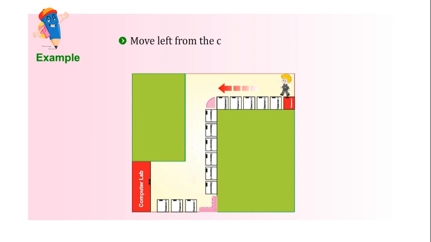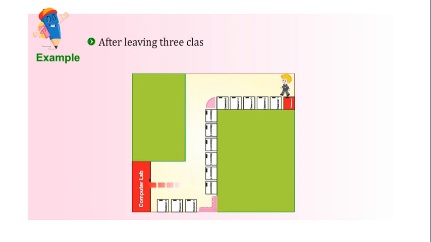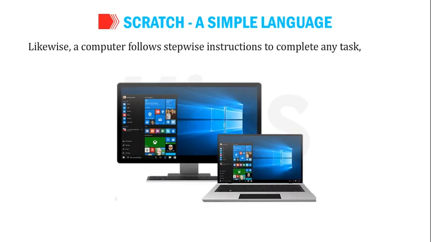Move left from the class and go straight. After leaving five classes, take a right turn. Move forward and after leaving six classes, take left turn. After leaving three classes, you will reach the computer lab. Likewise, a computer follows stepwise instructions to complete any task, which is known as program.